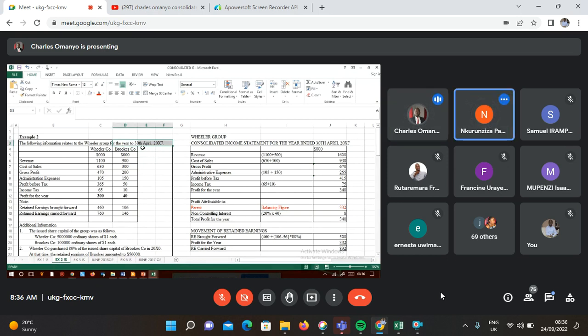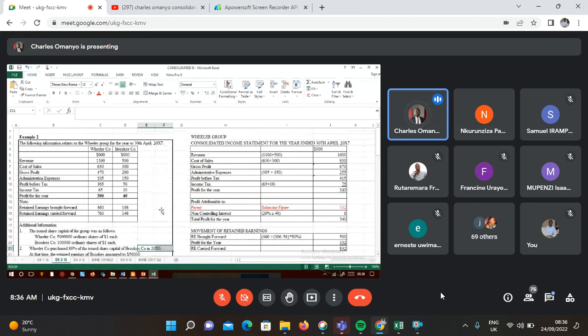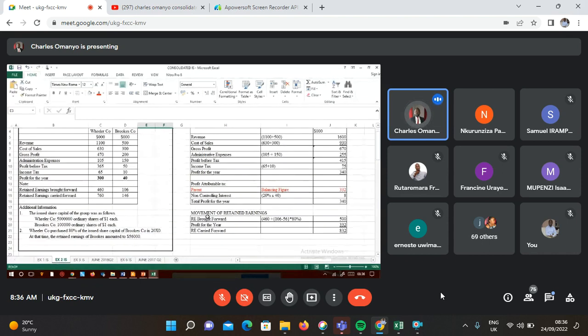We are together, sir. Now, see what is written here. Wheeler Company purchased 80% of the issued share capital of Brooks. In which year? 20x0. These are several years ago, almost 7 years before this date. Because it was 7 years, that's why if you see retained earnings brought forward, we took 460, and then we also took the 106, but we removed the pre. 56 was the pre. Why did we remove the pre? Because those are profits that were made before the company was acquired. That was example 2 that we did.